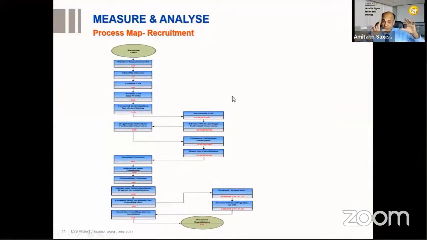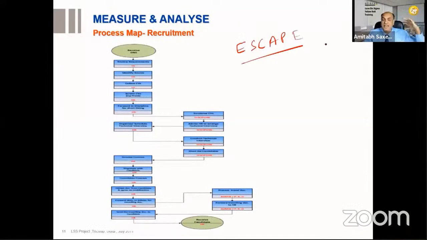See, I map the process. So now I'm in the analyze phase of my recruitment project. I map the process in detail and find which steps are value added and which are non-value added. Out of the 7 or 8 wastes, I'll find lots of waste in my process. And then I apply the ESCAPE technique: eliminate, simplify, combine, automate, and parallel. ESCAP.